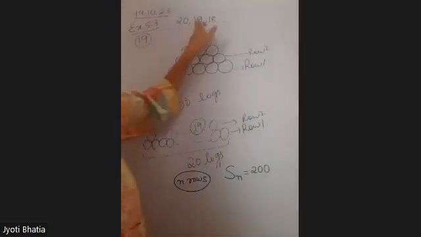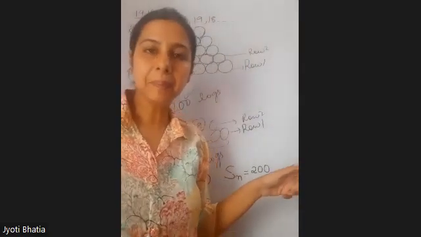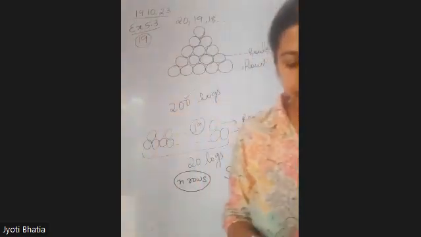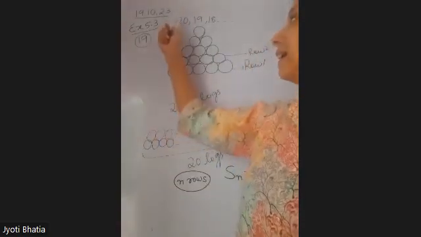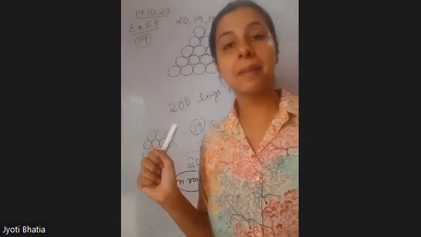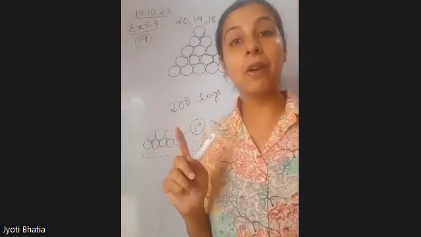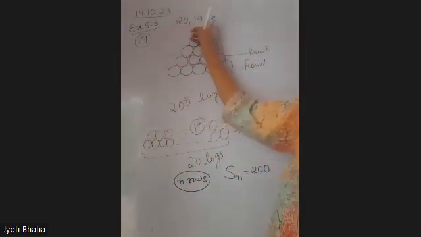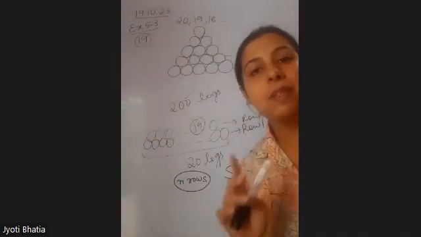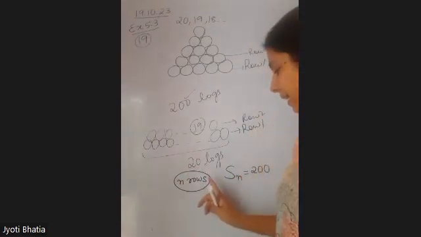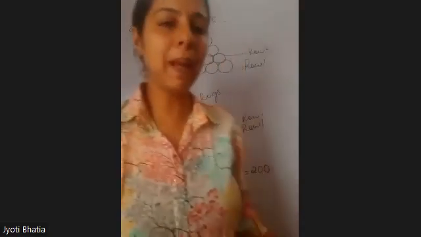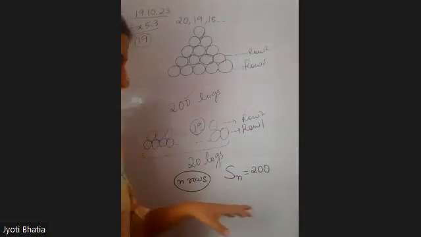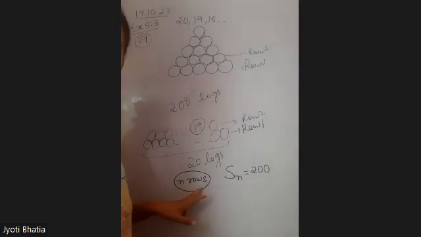Is it ultimately forming an AP, beta? Yes, ma'am. Forming an AP with first term 20, and the common difference is 1, or minus 1? Minus 1. The AP is decreasing. So the common difference is minus 1. And Sn is 200. So we shall apply the formula of Sn to get the value of n. Whatever n will be, those many rows are going to be there.